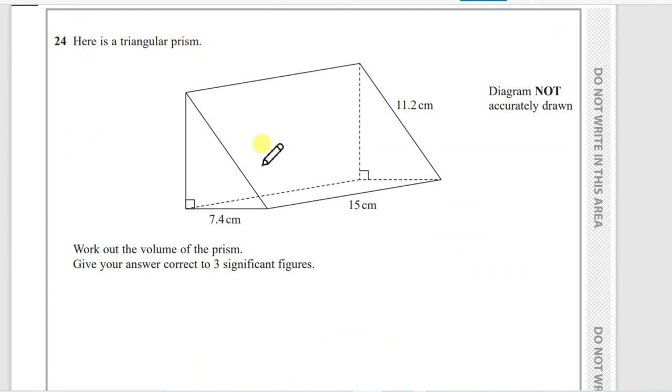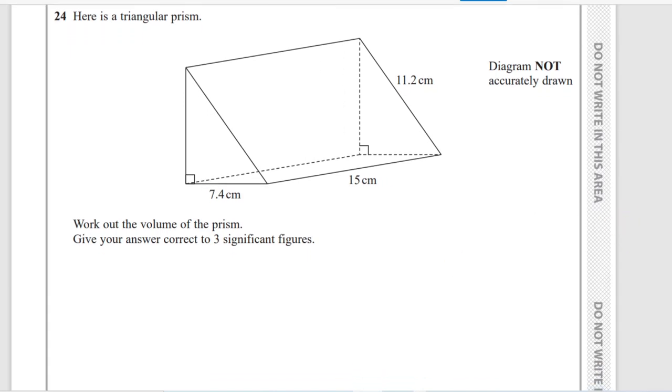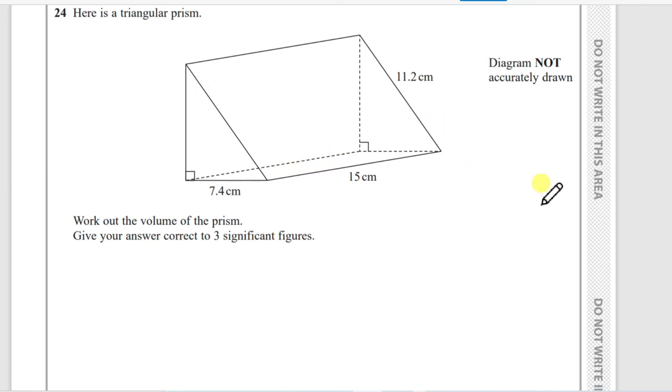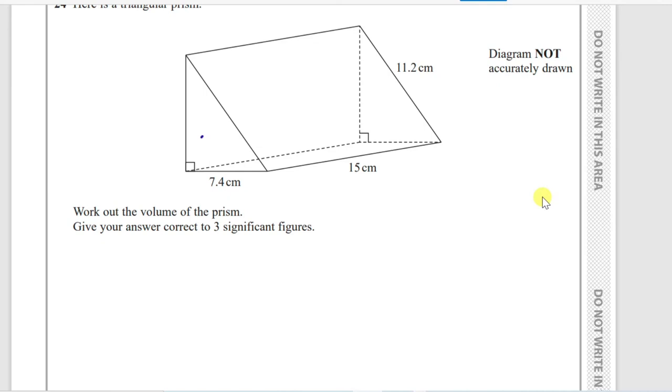Here is a triangular prism. Work out the volume of the prism. Give your answer correct to three significant figures. Now, when it comes to any prism, guys, all prism means is that you look at the first shape, which is triangular. So look at this face here, which is a triangle, and they just extended it across by 15 centimeters to make it 3D. So in reality, all you gotta do is find the area of this face and times it by 15, and that'll give you the volume. So volume equals area times the length of it, in this case 15.